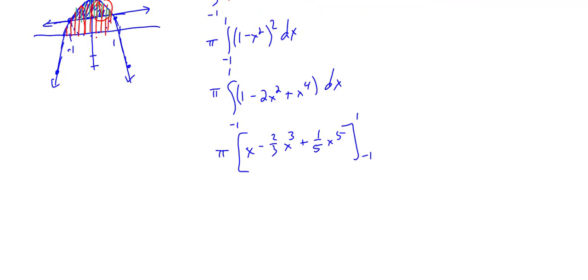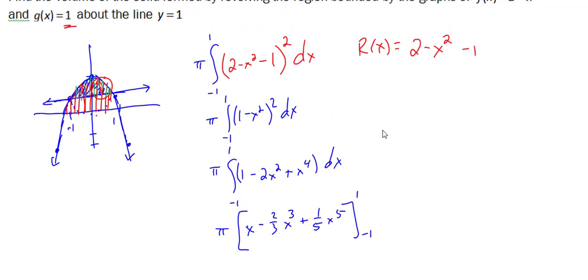Okay, so big idea, guys. We got to focus on this capital R. We got to focus on the radius, which is the distance from the axis of revolution to the function. If the axis of revolution is not the x-axis, you got to subtract out the axis.